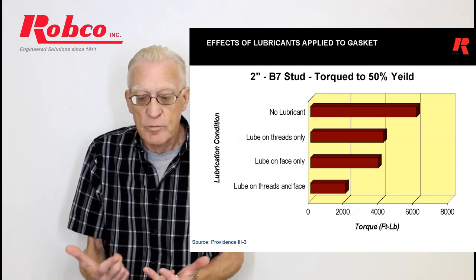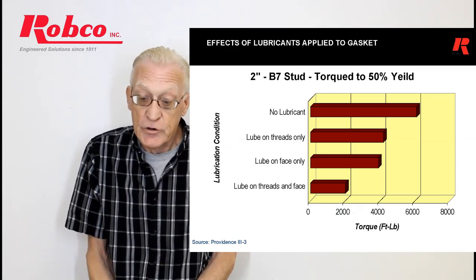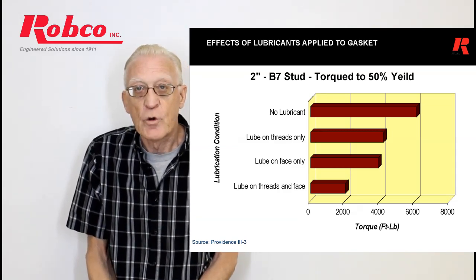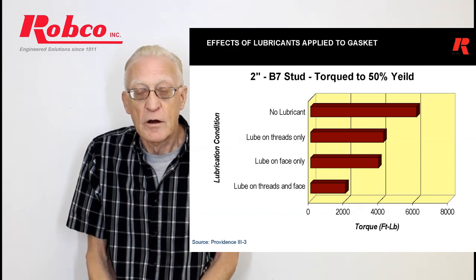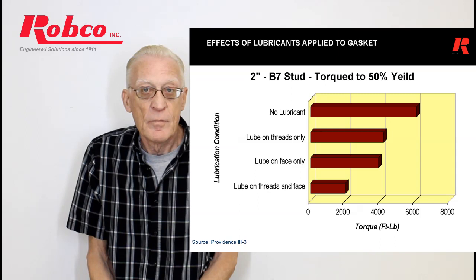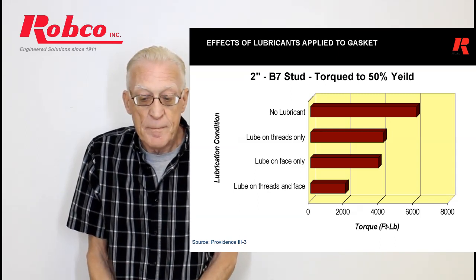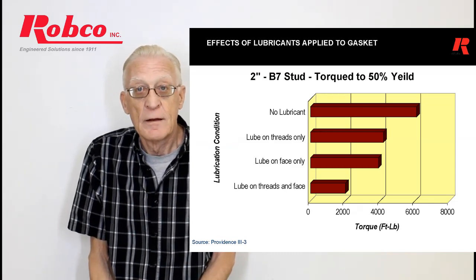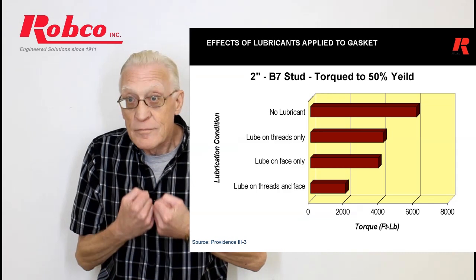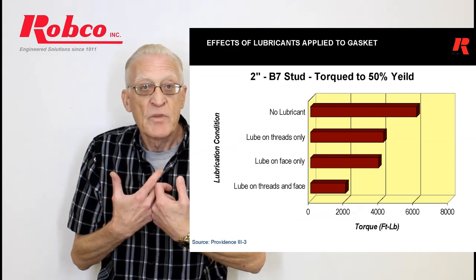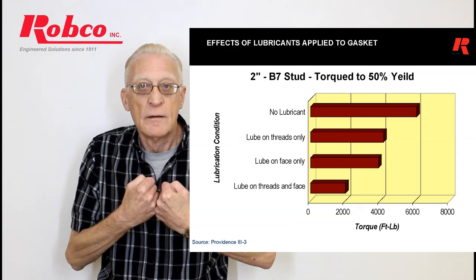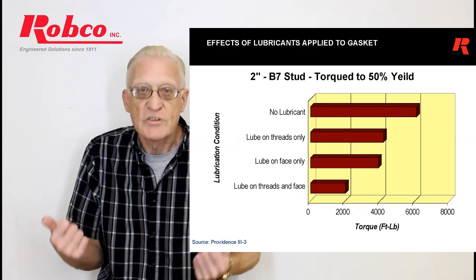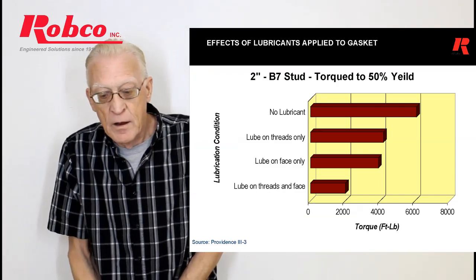So if you didn't put any lubricant on this B7 stud, and it's 2-inch because we wanted to show a big number, it takes 6,000 foot-pounds of torque at 50% yield if we don't lubricate it. Then we put some lube on the threads, and all of a sudden we require 2,000 foot-pounds of torque less. That's a huge number, as that torque is the pulling that is stretching the bolt, stretching the spring.